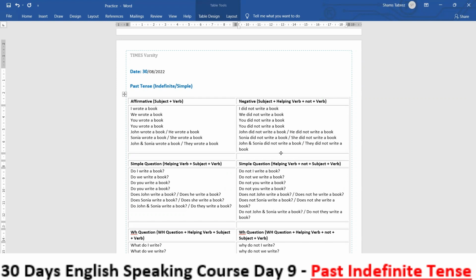You did not write a book. तुमने किताब नहीं लिखी. John did not write a book. John ने किताब नहीं लिखी.